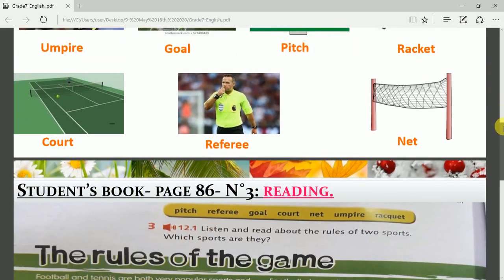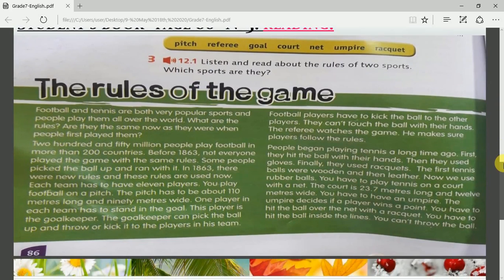Now let's move to number 3, where we have our reading text. The rules of the game. Pay attention. I'm going to read the text for you. Football and tennis are both very popular sports, and people play them all over the world. What are the rules? Are they the same now as they were when people first played them? 250 million people play football in more than 200 countries.